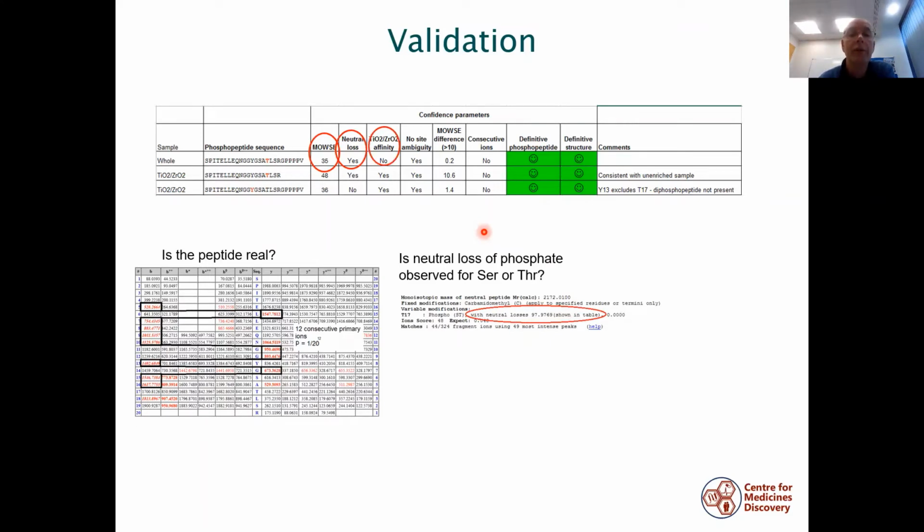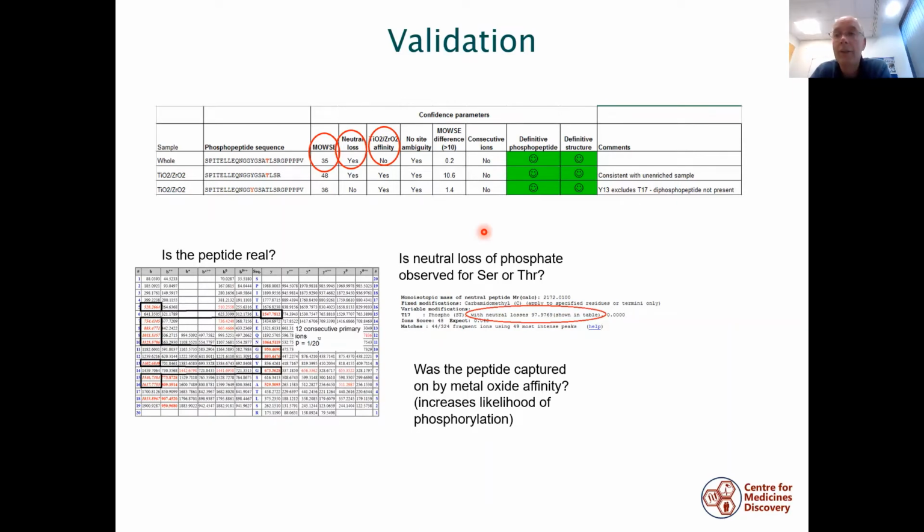If you have used metal oxide affinity or some other phosphopeptide enrichment strategy, and you have captured your peptide on that column, that is circumstantial evidence that it may well be a phosphopeptide. Generally, the only peptides that are captured are negatively charged peptides and also phosphopeptides. So it's being captured on that column. That increases the likelihood that the peptide is real.